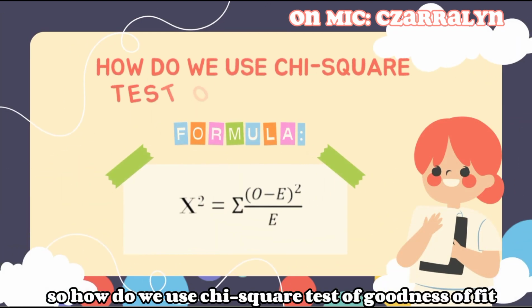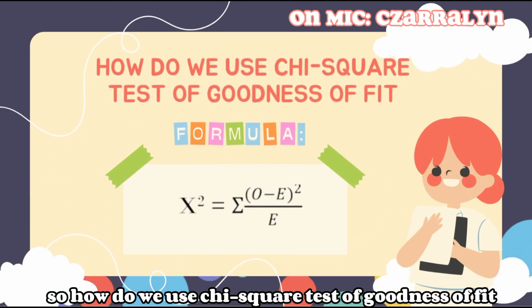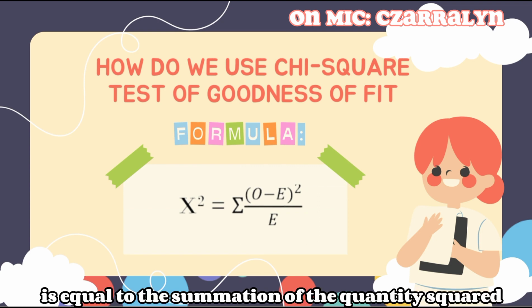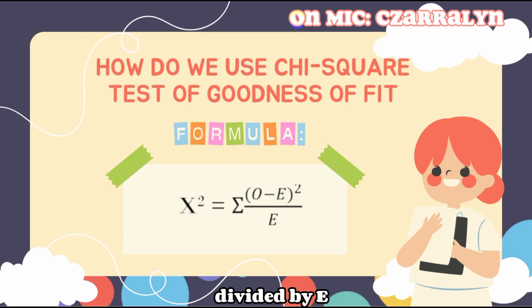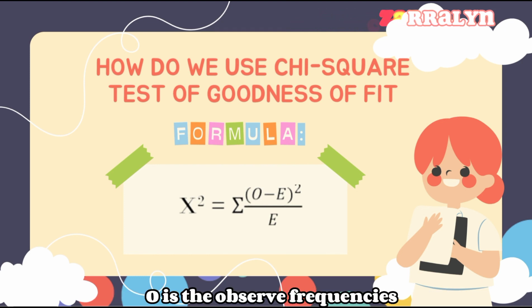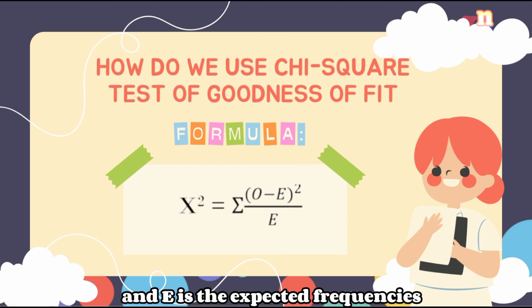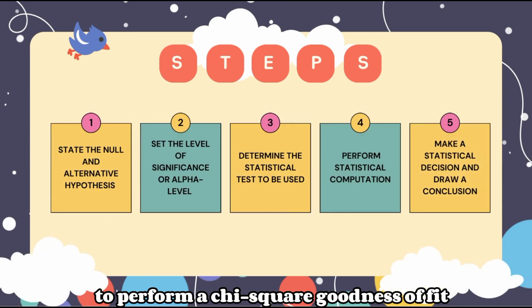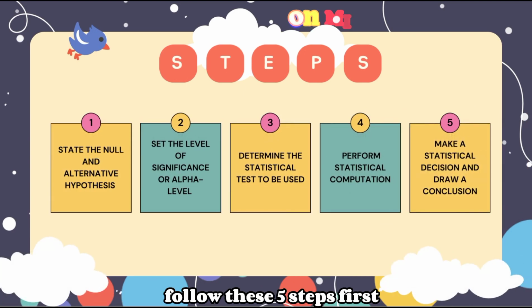So, how do we use chi-square test of goodness of fit? We use the formula X squared is equal to the summation of the quantity (O minus E) squared divided by E, where X squared is the chi-square test statistic, O is the observed frequencies, and E is the expected frequencies. To perform a chi-square goodness of fit test, follow these 5 steps.